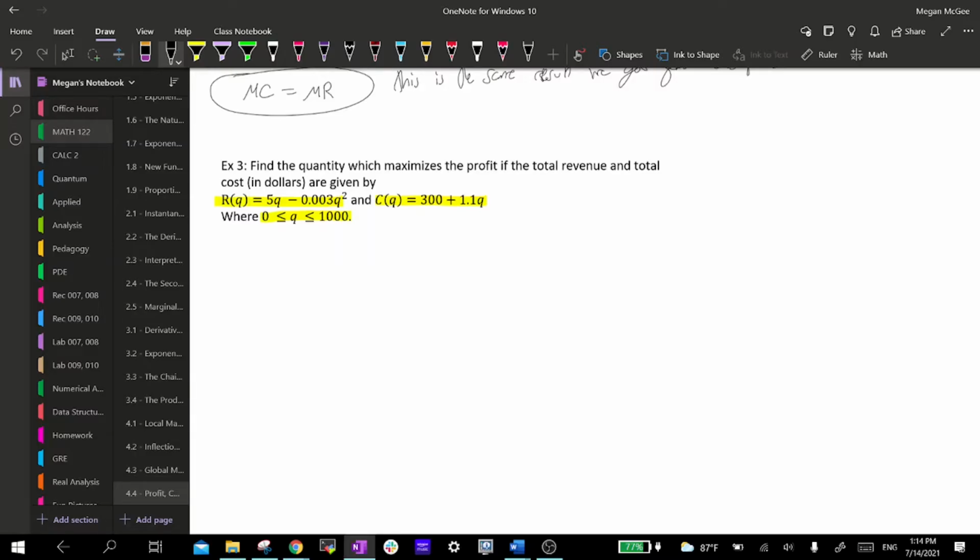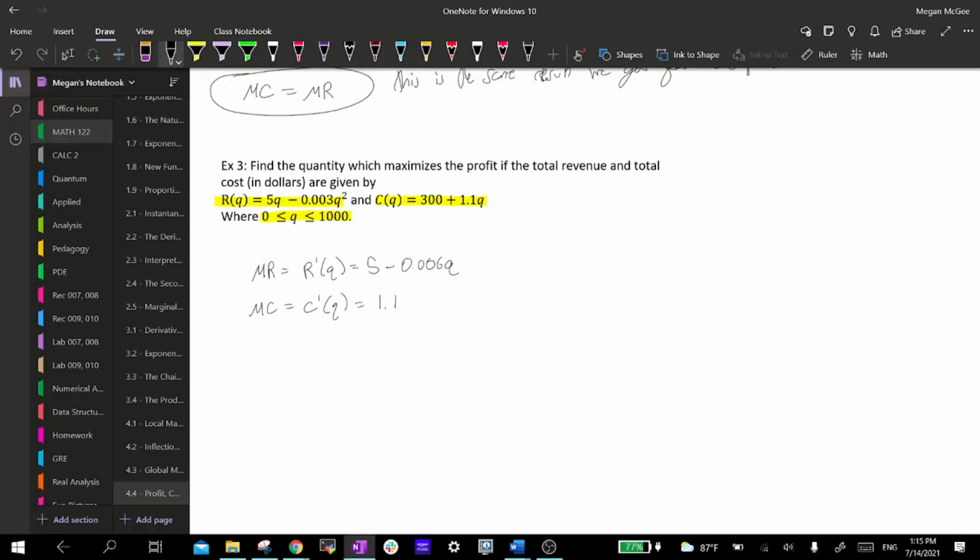Alright, so first let's go ahead and look at our marginal revenue. Our marginal revenue, well, that's the derivative of the revenue function, right? So this is 5 minus 0.003 times 2, we get 0.006q. And marginal cost is the derivative of the cost function, which we just get 1.1.